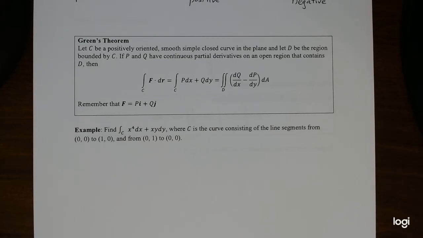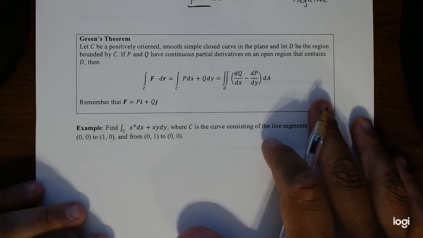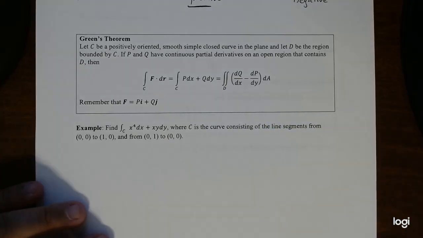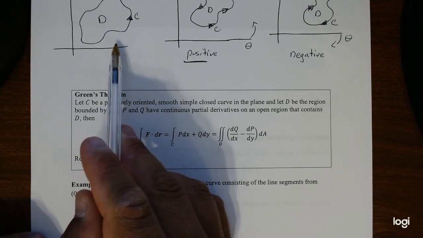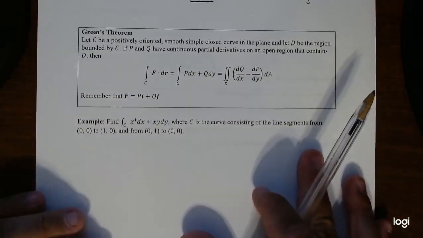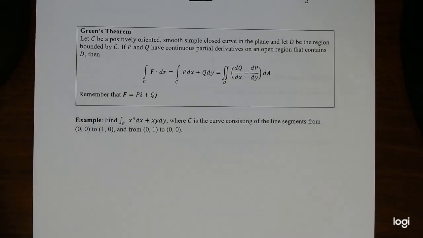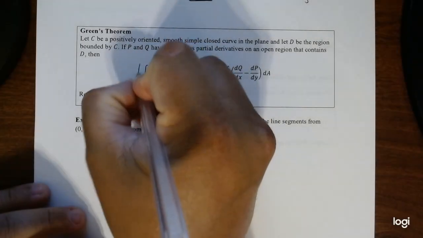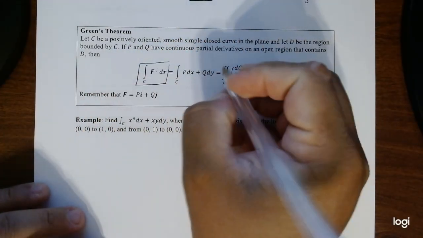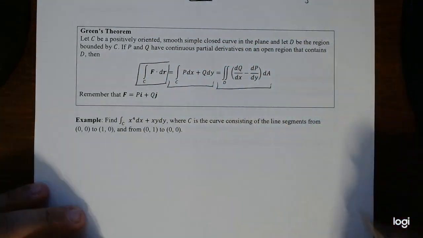Let C be a positively oriented smooth curve, so we're only going to deal with positive, meaning going in this direction, in the plane, and let D be the region bounded by C. So D is the region that's created by the curve C. And if P and Q have continuous partial derivatives on an open region that contains D, then our line integral is equal to this double integral over the region.